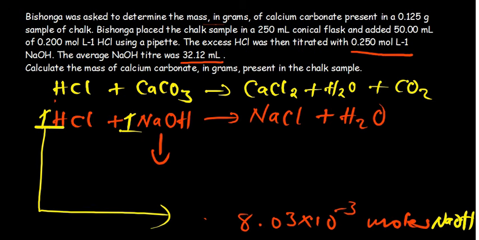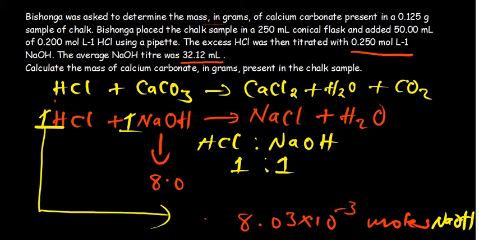Now that we have determined the number of moles of sodium hydroxide, we now have the number of moles of what? Of hydrochloric acid. Since these are in the ratio of 1 to 1, you can show it this way. If you look at HCl and compare it against sodium hydroxide, they are in the ratio of 1 to 1. So we can say 8.03 times 10 to the power negative 3 is the equivalent number of moles of our hydrochloric acid that were in excess.